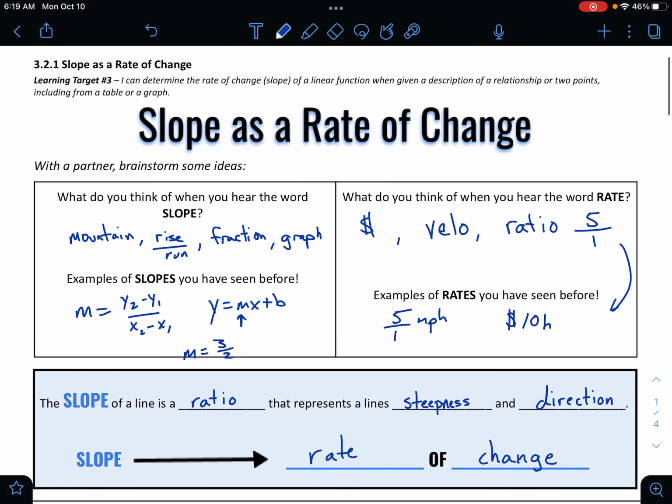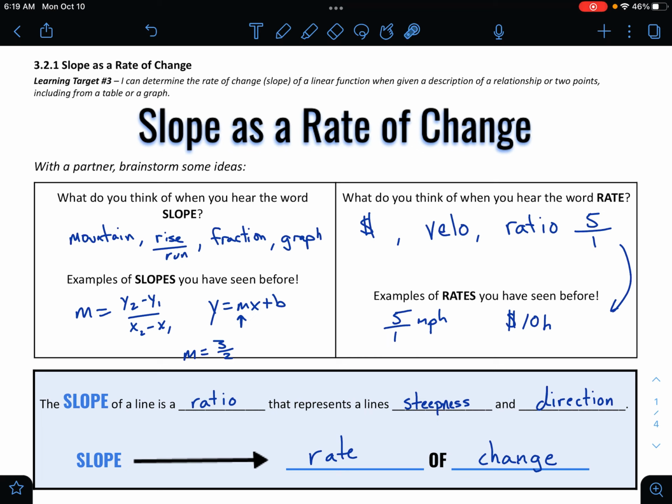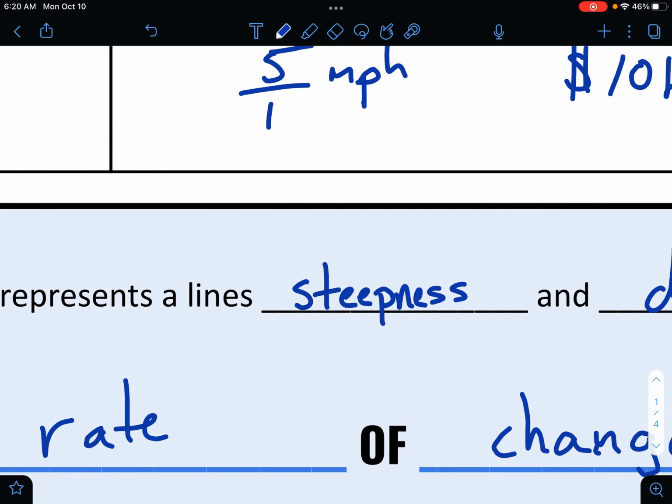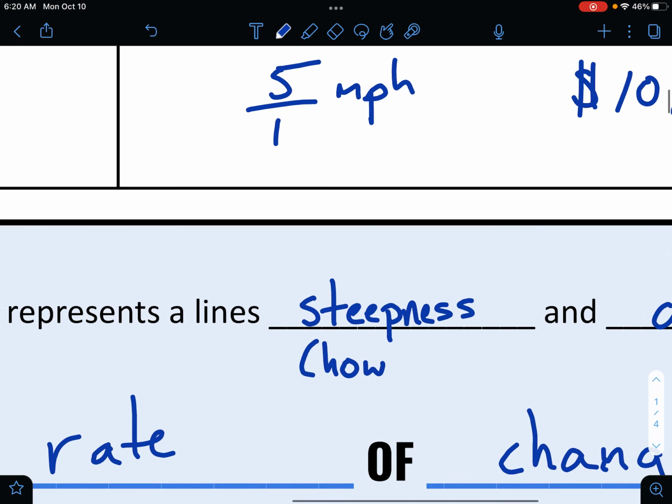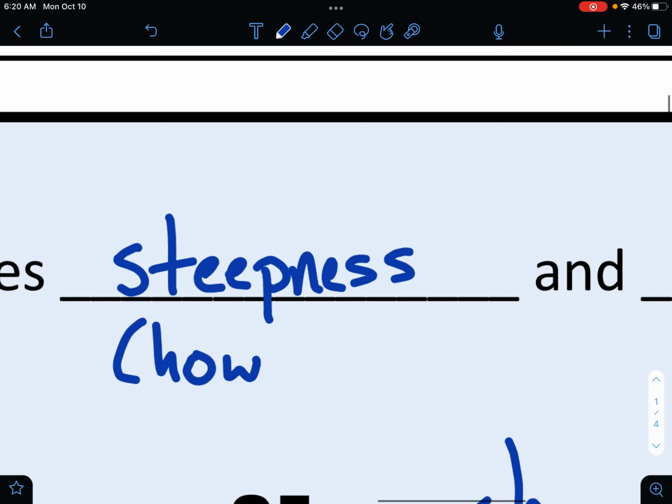And that just leads us into what the definition of slope is. The slope of a line is a ratio, right? So like a fraction or a decimal that represents a line's steepness and direction. So steepness meaning like how quickly it goes up, or how vertical, we'll say how vertical. Okay, and then direction, obviously, whether it's left or right or positive or negative. Okay, and so slope is the rate of change. Slope is the rate of change.